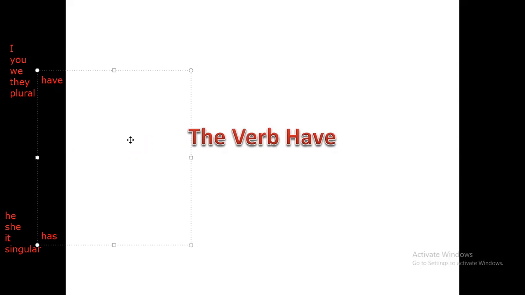When have is followed by an infinitive, what's the meaning of infinitive here? It means to plus a verb without any prefixes or suffixes. Like I have to study, we have to leave. It indicates that something is required. So we can use have when we talk about possess or when we talk about something that is required. Let's take some examples.